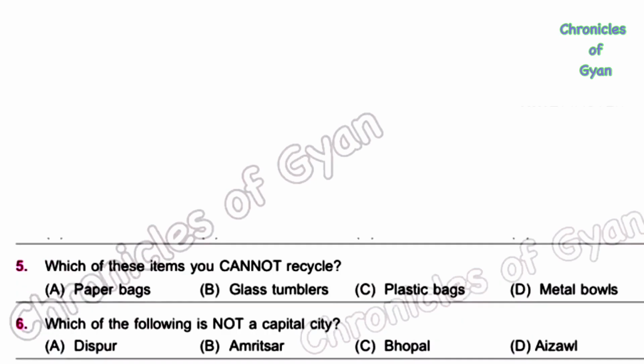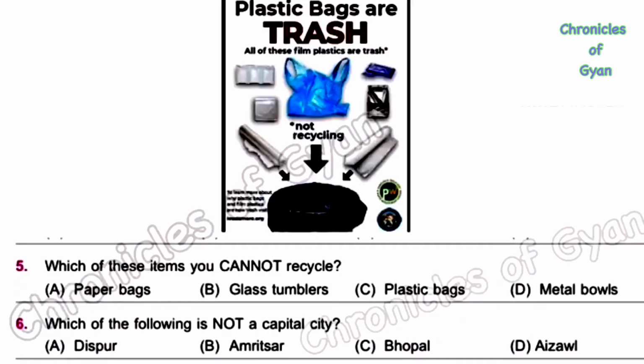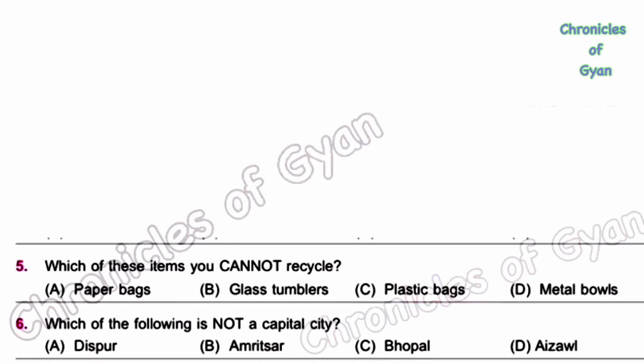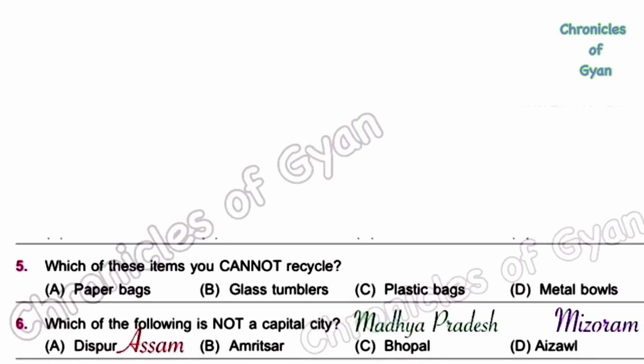Question 5. Which of these items you cannot recycle? Correct answer is option C, plastic bags. Question 6. Which of the following is not a capital city? Correct answer is option B, Amritsar.